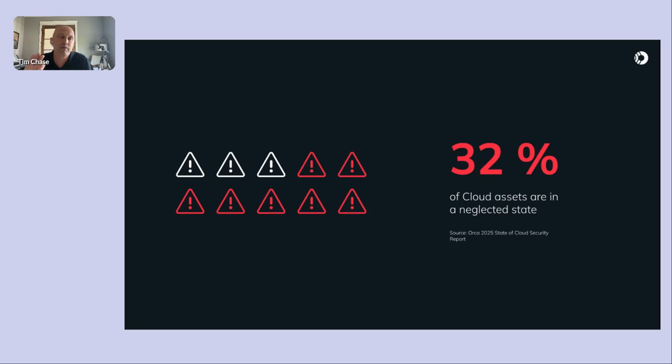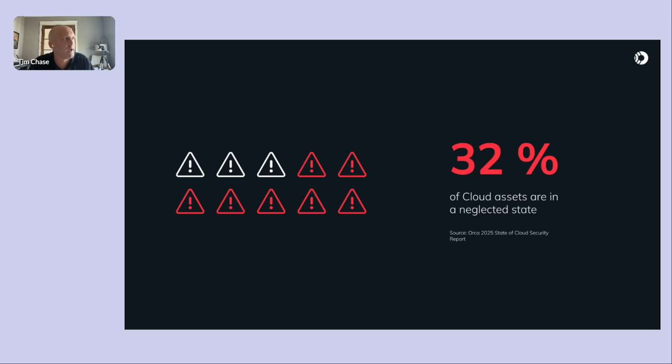And another way that I block it into the second part here is around the infrastructure and the visibility of it. According to the Orca 2025 State of Cloud Security report, 32% of cloud assets are in a neglected state. And there are many reasons that this could be, right? When I think about why this is, there's probably no one answer that's going to tell you why our assets get neglected.